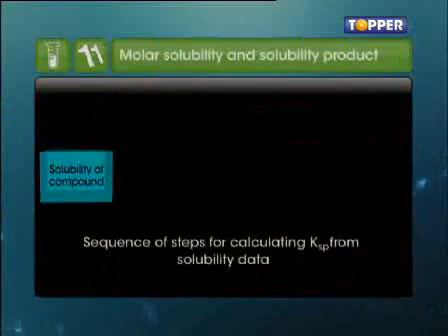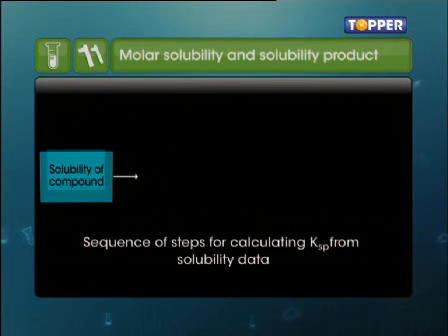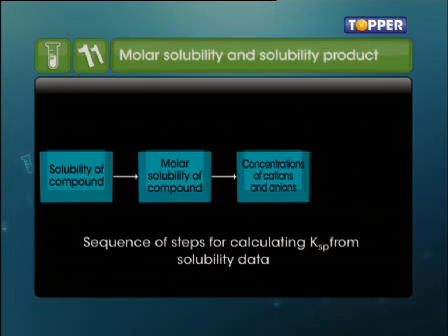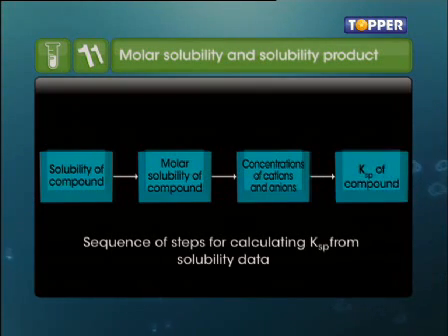So let's calculate the solubility products from solubility data. We know the solubility of a compound. From that, we calculate its molar solubility. We then calculate the concentration of cations and anions and use them to calculate the solubility product.